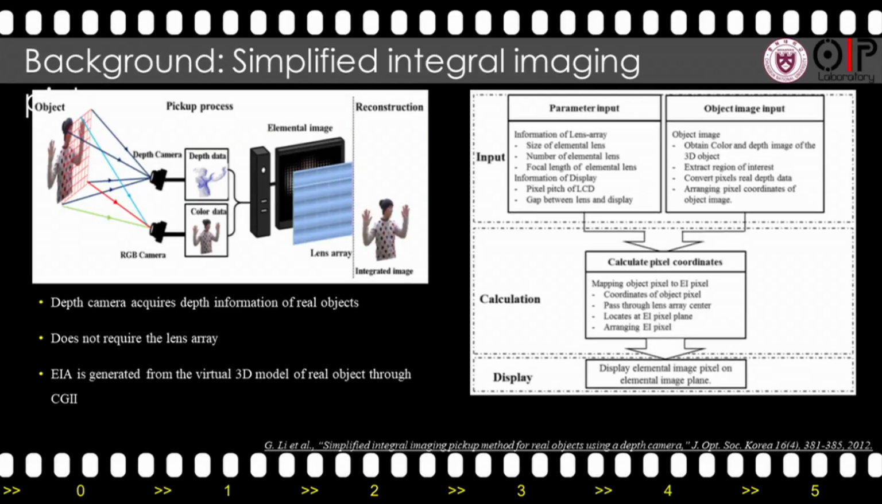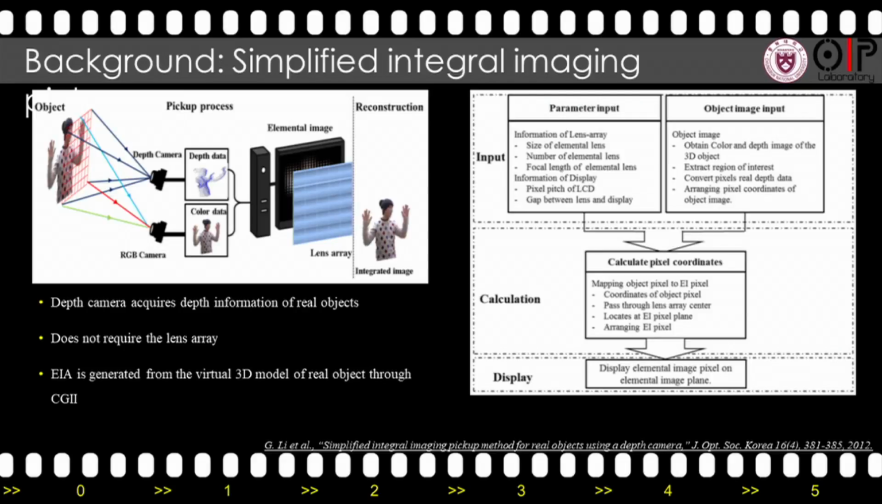So recently we proposed a simplified integral imaging pickup scheme that uses a depth camera instead of the optical lens array. The depth camera consists of two kinds of image sensors: the IR sensor for detection of the depth and the RGB sensor for detection of the color information. These two sensors acquire the three-dimensional information of the real object simultaneously, and the elemental image array is generated from the acquired depth and color information.